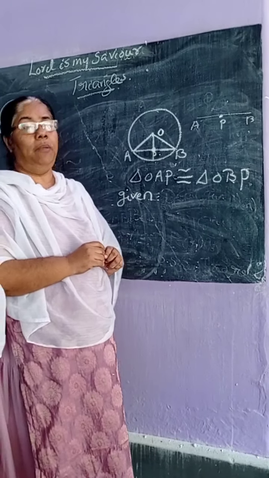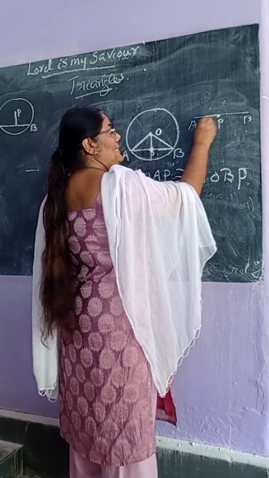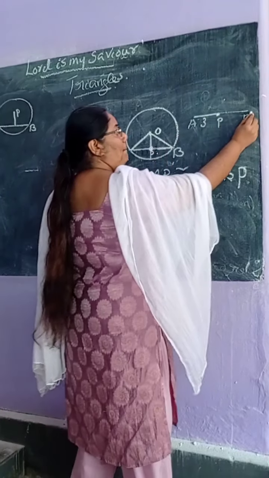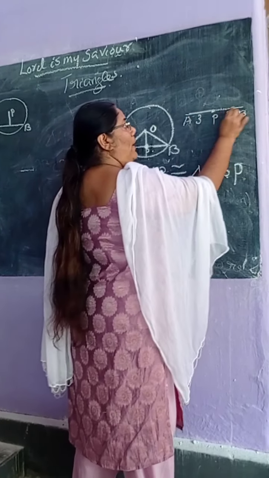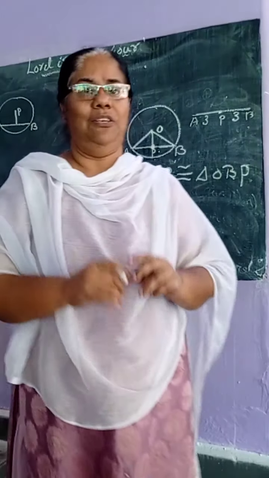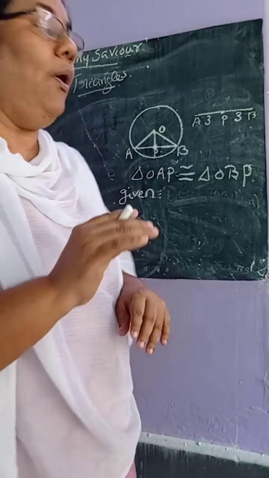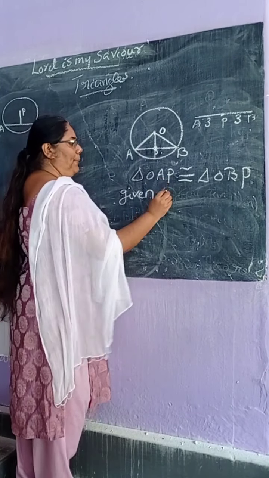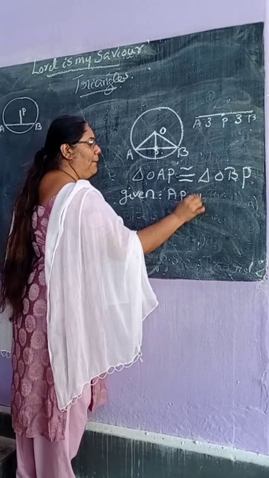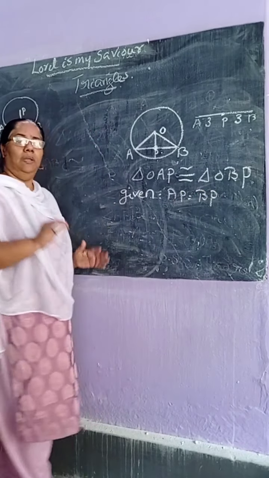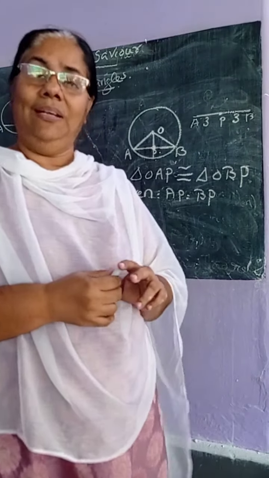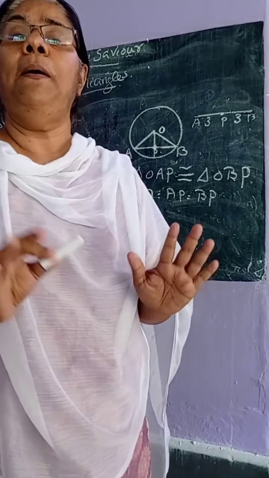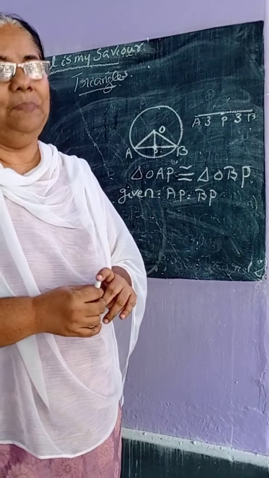P is the midpoint means, can you say what is the distance AP? That is 3, isn't it? And this BP is also 3. That is why AB is equal to 6 centimeter. P is the midpoint means, how can you write that in mathematical notation? AP is equal to BP. In this question, what is given? AP is equal to BP, from the sentence P is the midpoint. Understand? Now listen.